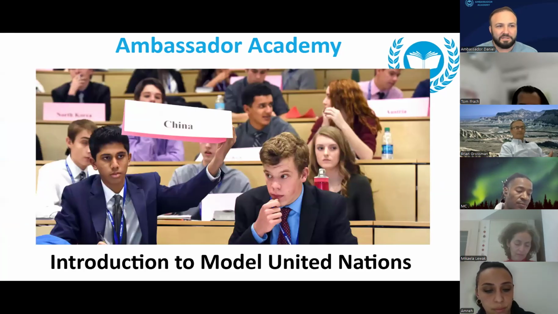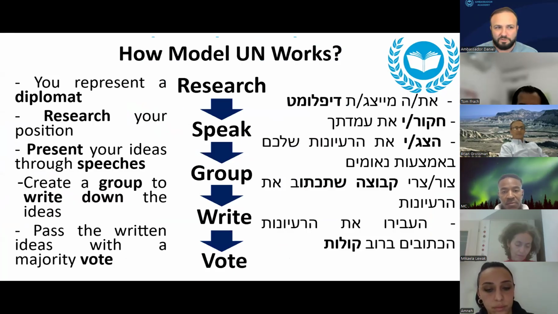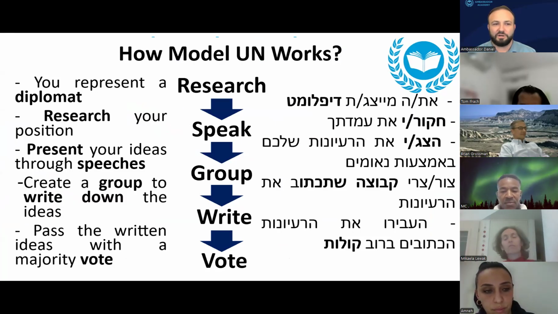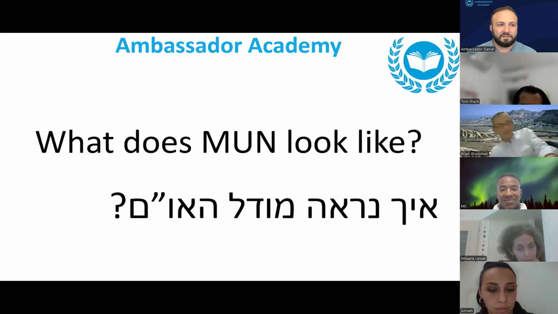So Model UN is where students will wear suits and raise placards like what you see over here. How does Model UN work? So you, the participants, will represent a diplomat, research their position, present ideas through speeches, create a group to write down the ideas, and pass the written ideas with a majority vote. And after doing it for a few years, I boiled it down to one word for each section: research, speak, group, write, vote.